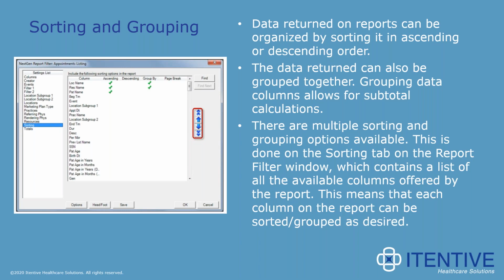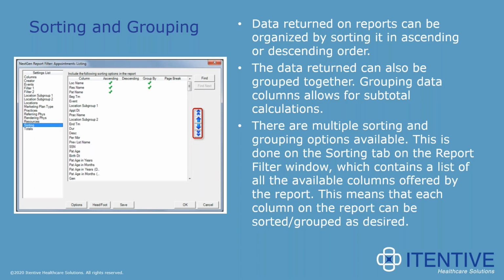So one of these tabs, and the last one that I will touch on in this very brief foundation overview, almost done, is the sorting and grouping tab, or that sorting tab. Data returned on reports can be organized by sorting it in ascending or descending order, and it can also be grouped together. Grouping data in different columns allows for subtotal calculations. And there are multiple sorting and grouping options available.